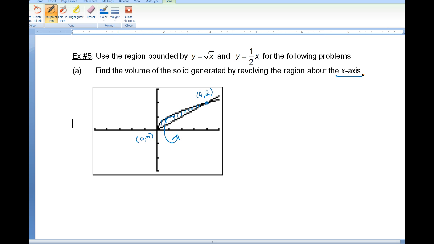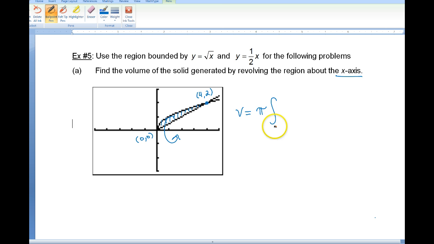So what's the setup for the volume going to look like? Pi, the integral. What's that? Right. We're going to find the volume of the solid generated by revolving the region about the x-axis. So we're taking this piece and rotating it around the x-axis. And it's going to create a three-dimensional solid. So we want to figure out what's that volume.